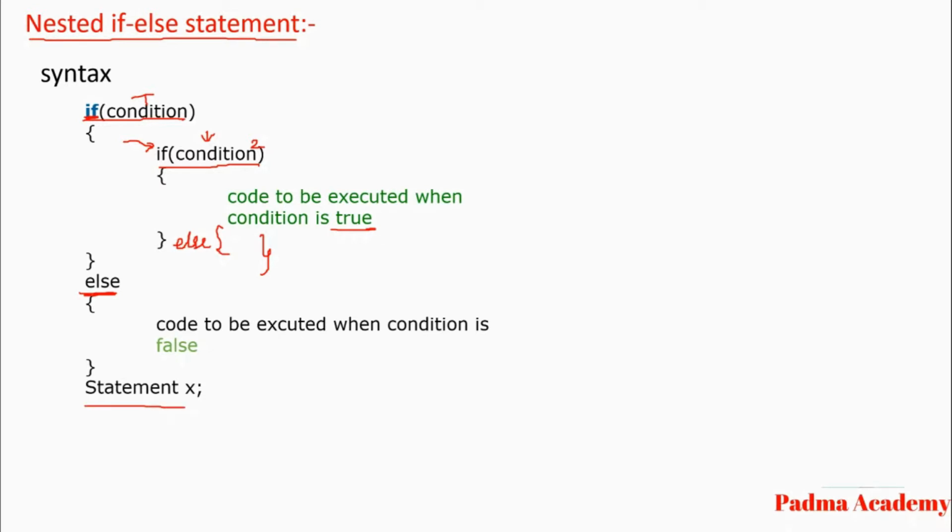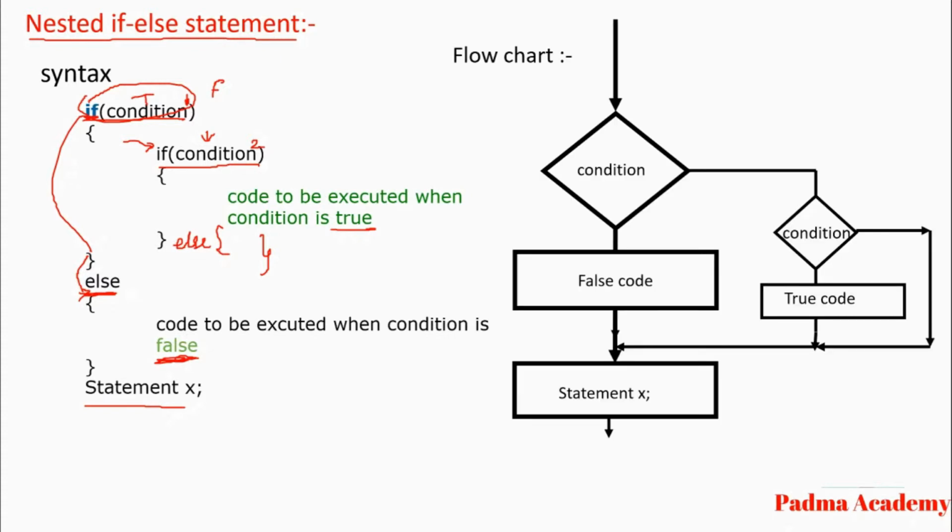What if this if, that is condition 1, is false? Then it will execute the else block over here, that is, this false code will be executed. So what is the flowchart for it?